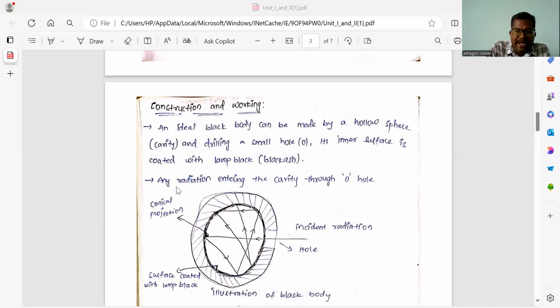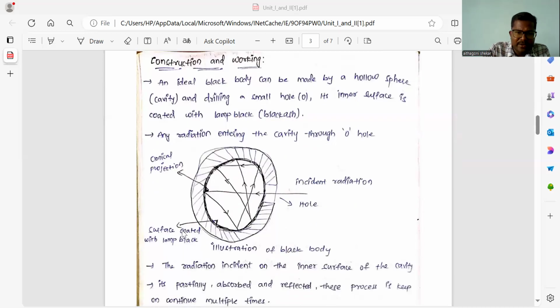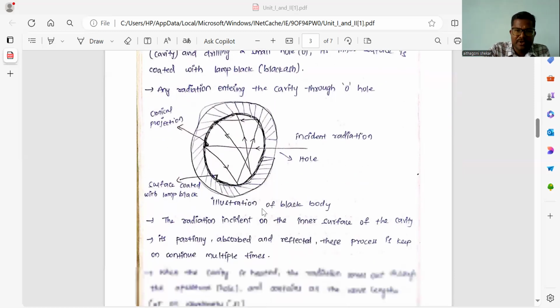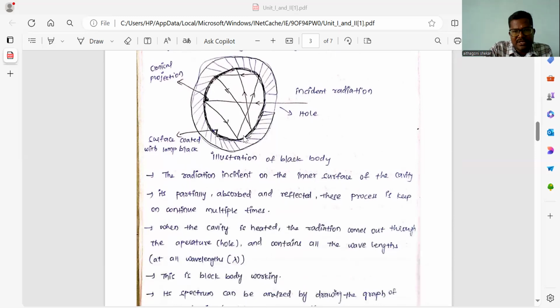Any radiation enters the cavity through the hole. See the picture. This one is the hollow sphere. This is the conical projection, which causes the number of reflections. This one is the hole, and the surface is coated with lamp black. This is an illustration of the black body.